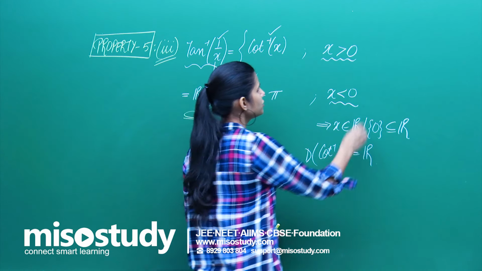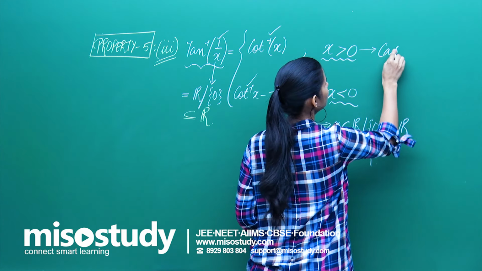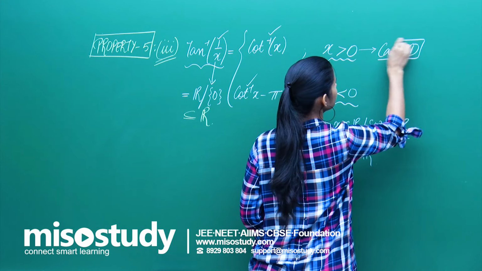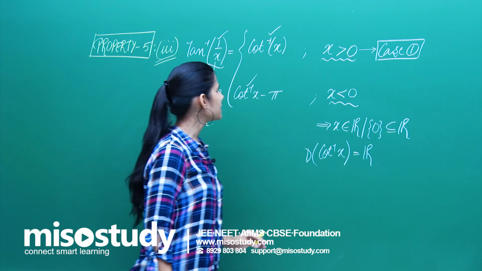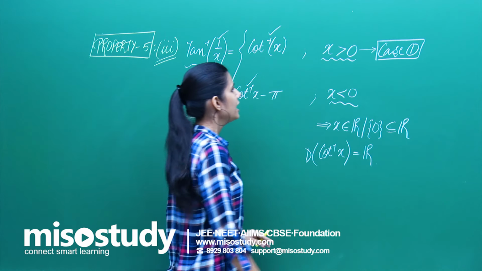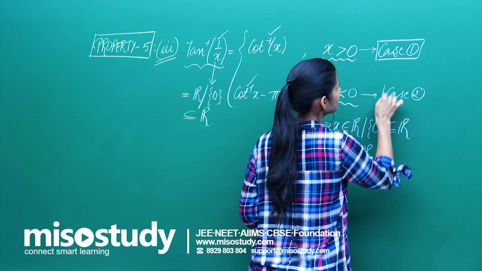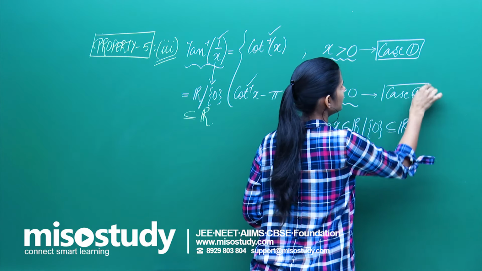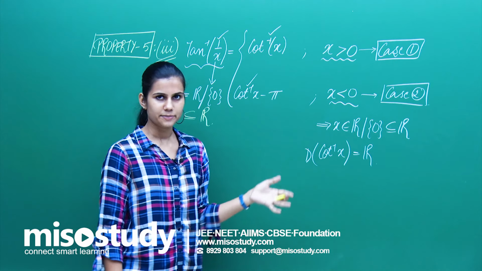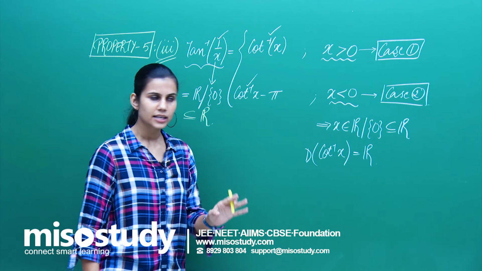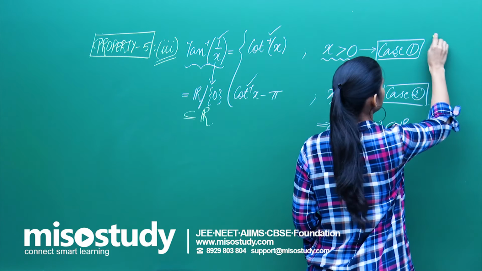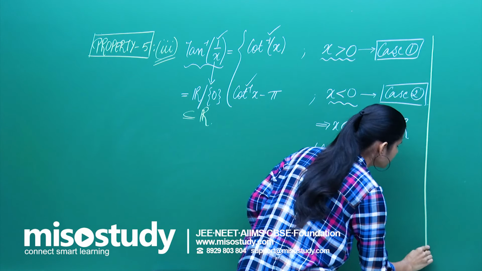So obviously we are going to take this as case 1 and prove how, if x is positive, then tan inverse 1 by x comes out to be equal to cot inverse x. And then we are going to deal with case 2, which is going to tell us how, if you take x negative, in that situation tan inverse 1 by x comes out to be equal to cot inverse x minus pi. Is it clear? Let's begin with the first case, case 1.